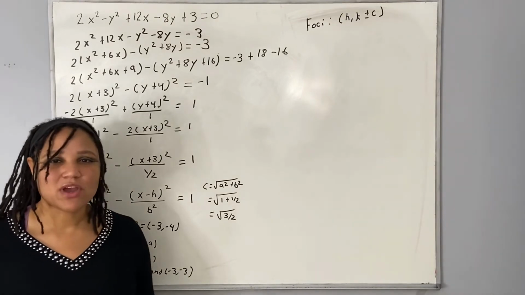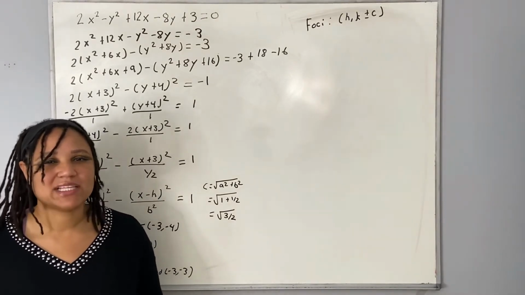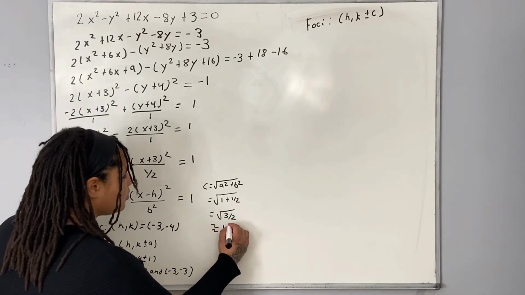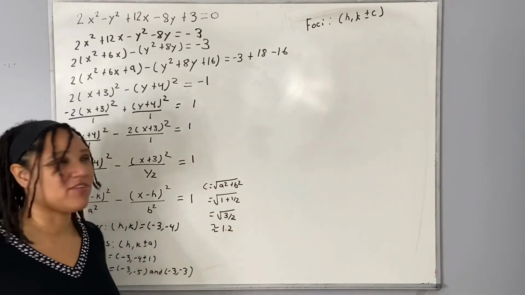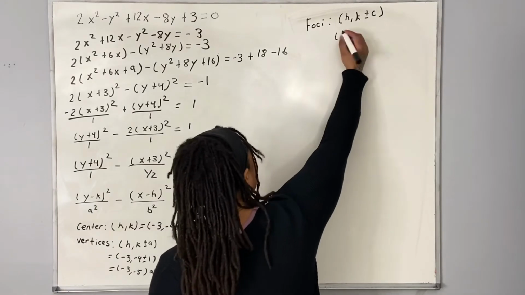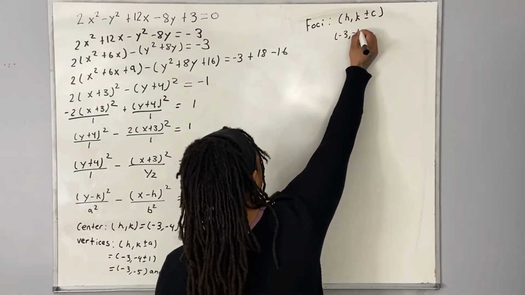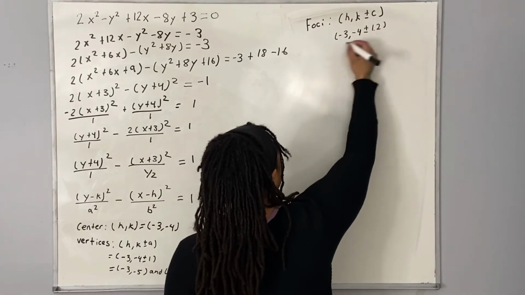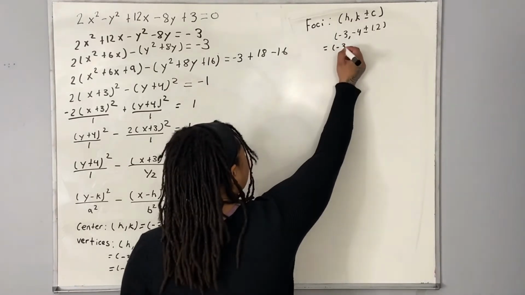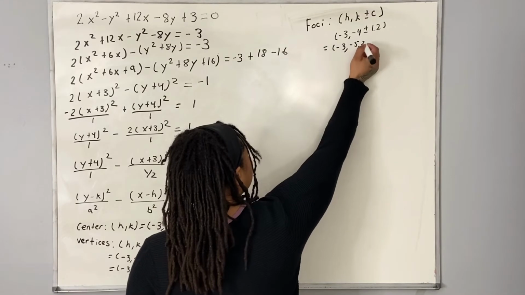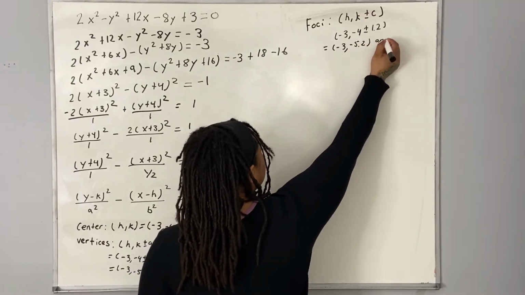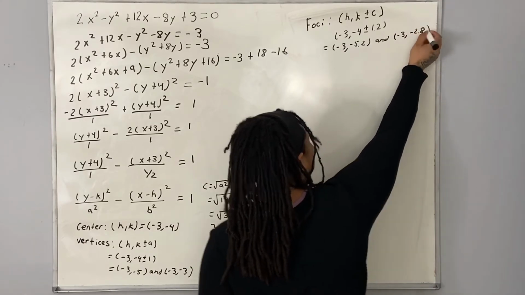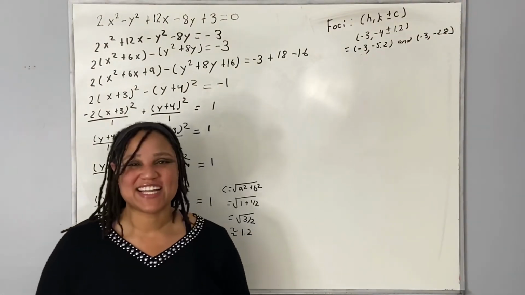Now, the square root of 3/2 is approximately 1.2. So we're going to use 1.2. Coming back to our formula, we have (-3, -4 plus or minus 1.2), which gives us (-3, -5.2) and (-3, -2.8).